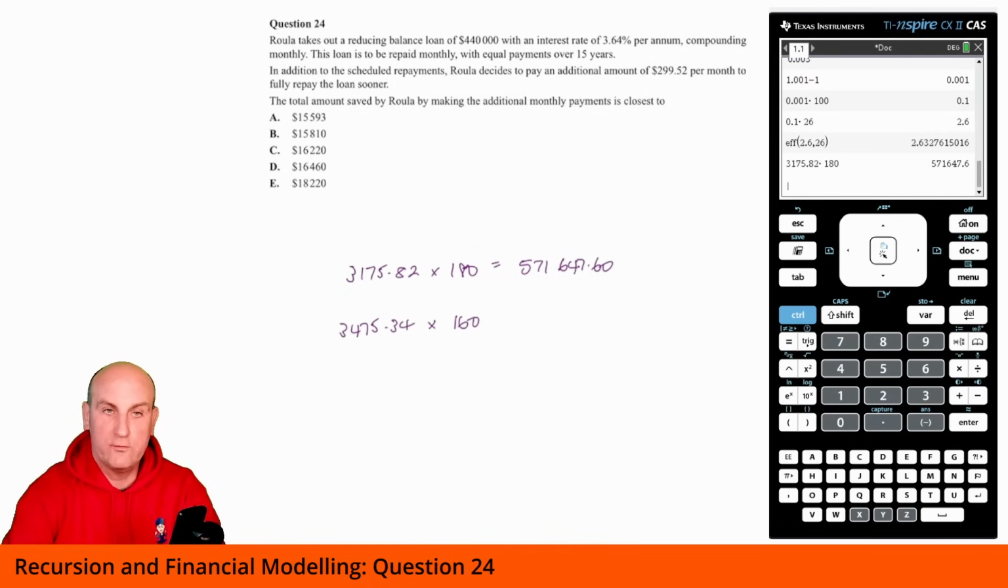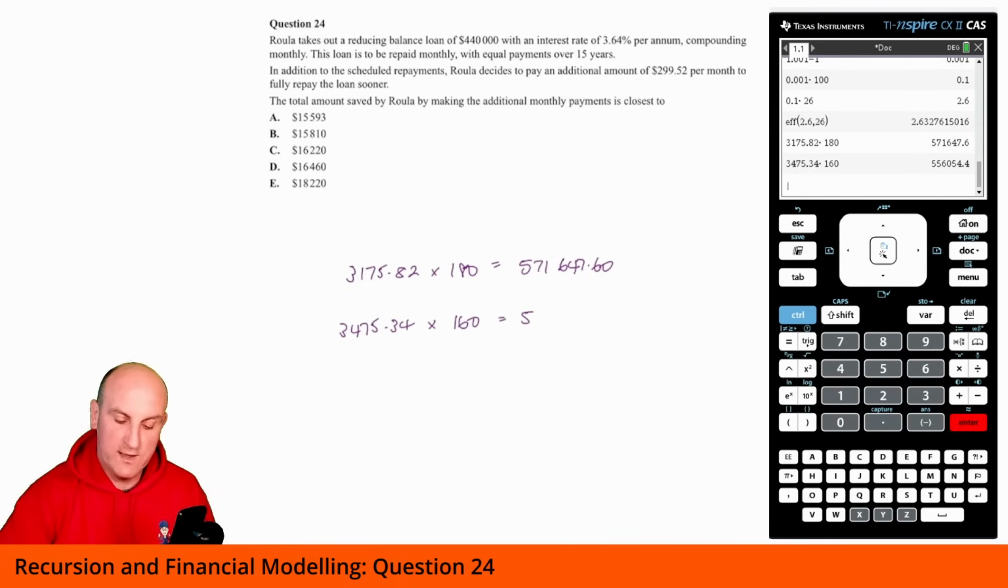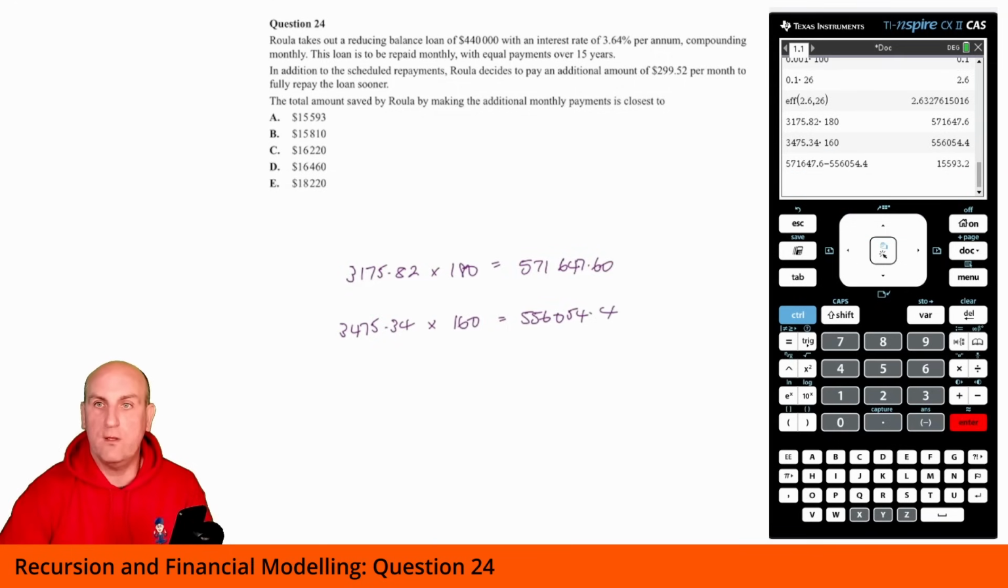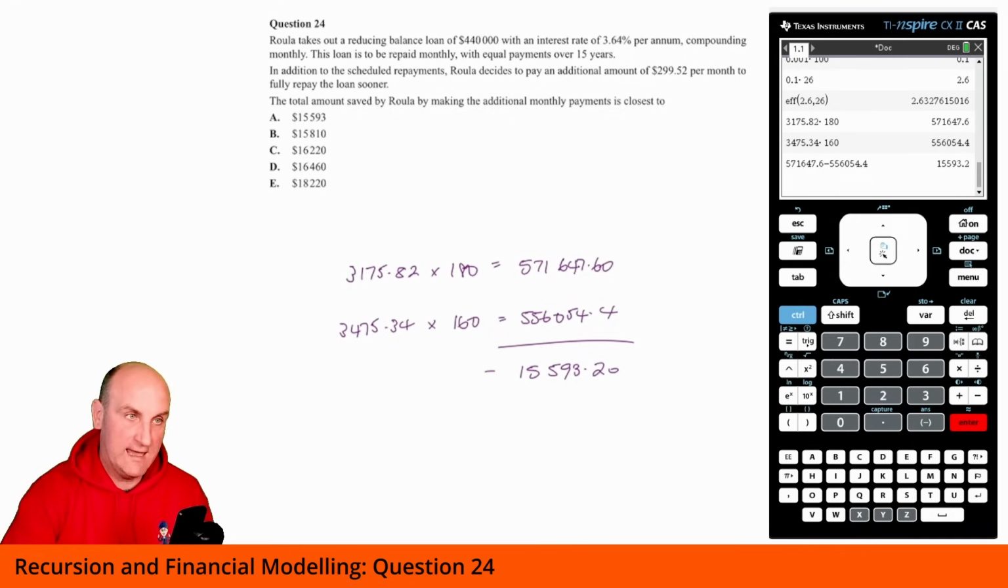And now let's do 3475.34 times 160 payments. In this situation, that tells us that she will pay back $556,054.40. Now, what she saved, I'm going to do that minus that, 15,000. So by subtracting that, she's going to save $15,593.20. Which one is that going to be? 5593, giving me A as my correct answer. Whew. And there's the end of section A.